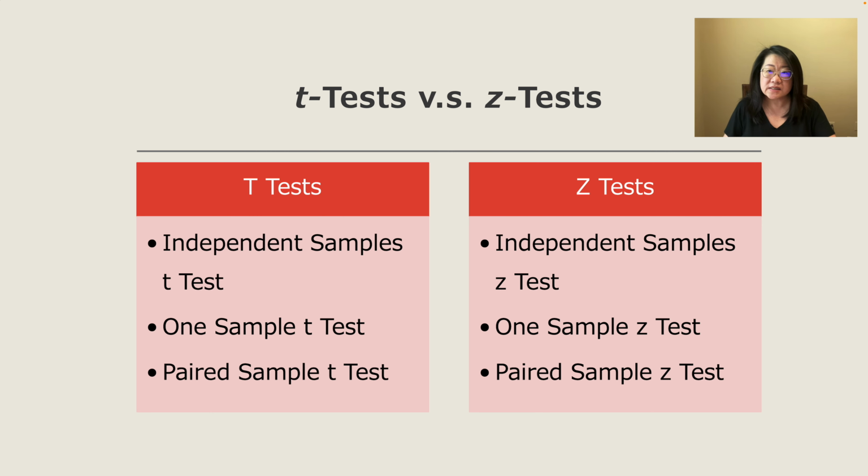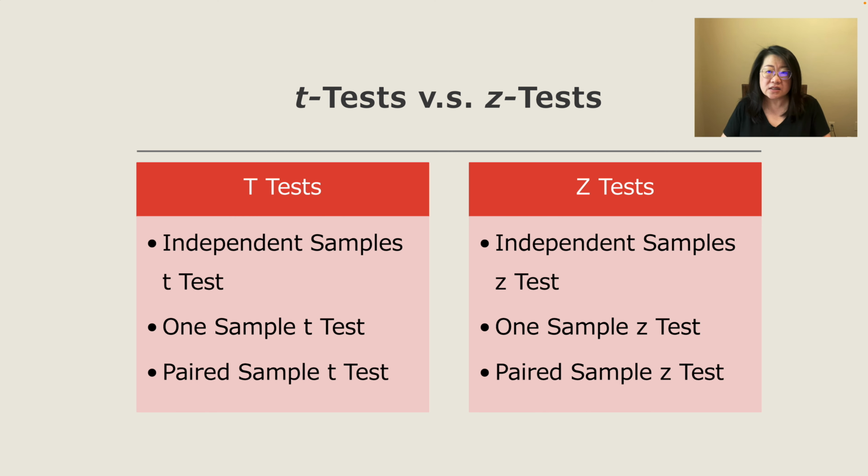T-tests are a statistical way of testing a hypothesis when we do not have the population variance or when the sample size is very small, for example, N less than 30. If you have a sample of less than 30 cases, then you will have to use a t-test.